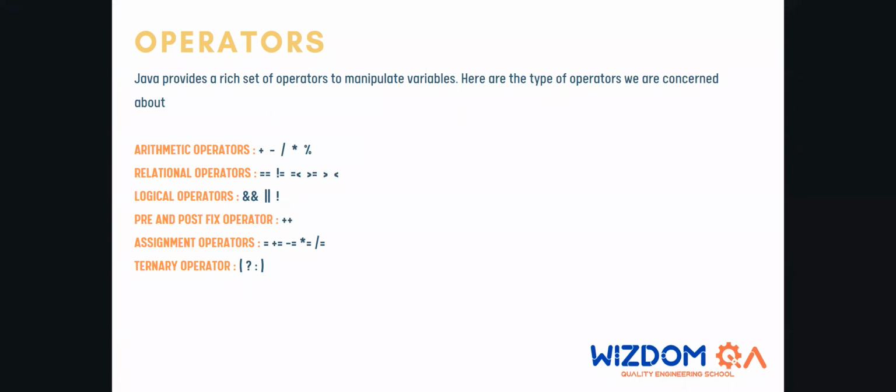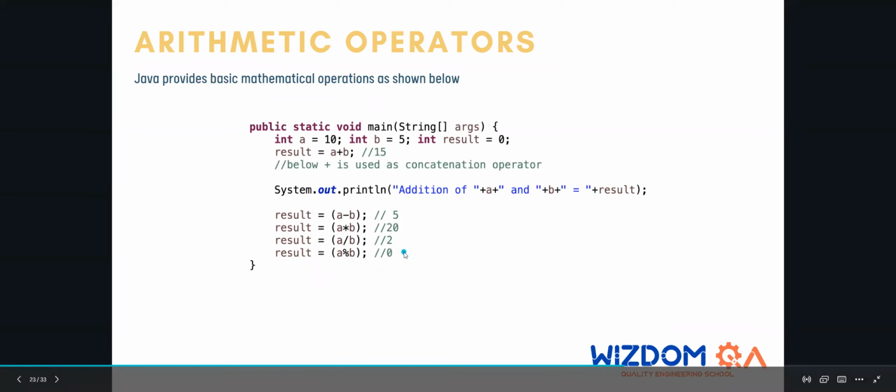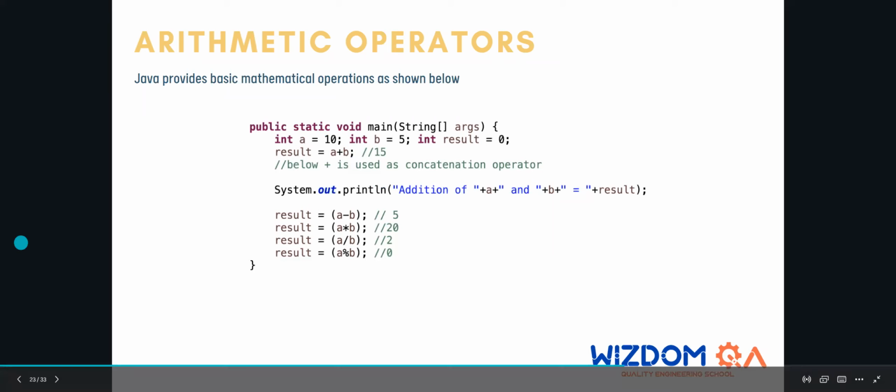There are different kinds of operators that we use in Java, starting with arithmetic operators, relational operators, logical, prefix and postfix, assignment operators, and ternary operators. We'll go through all of them one by one and quickly understand this. I'm not going to write code where it is not required. For example, arithmetic operators are very simple to understand, so I will quickly walk you through that. However, for the logical operators, I will actually write code and show you how exactly things work.